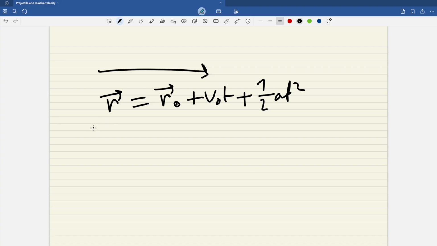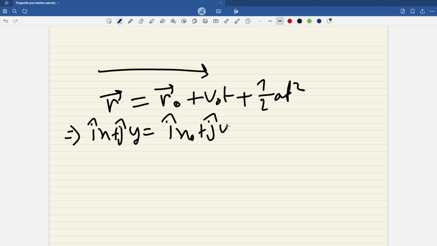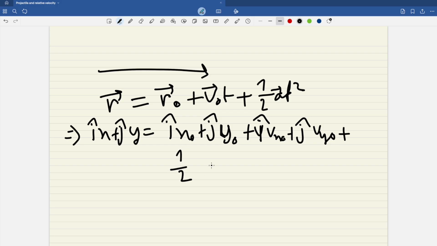So the position vector here can be written as ix plus jy, and the r naught can be written as ix naught plus jy naught, and these are also vector quantities. So v naught is i vx naught plus j vy naught, plus half of a, i ax plus j ay, t square, right?